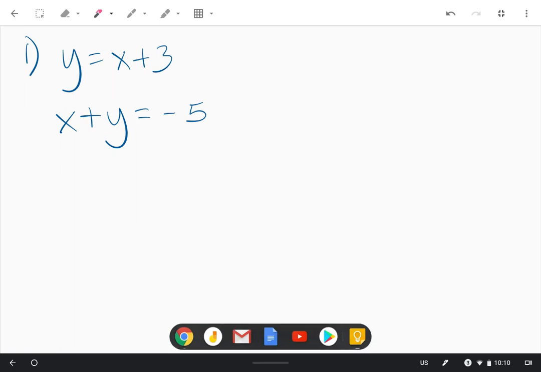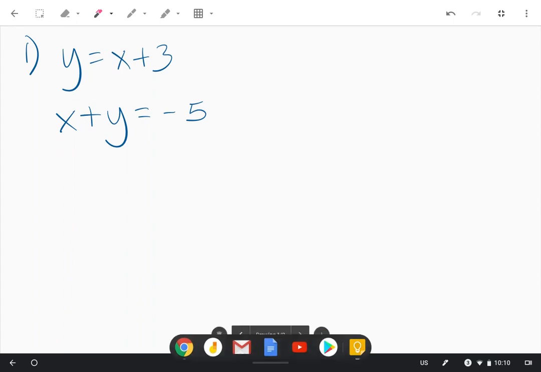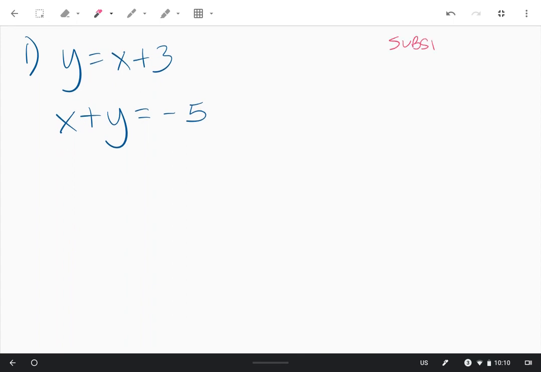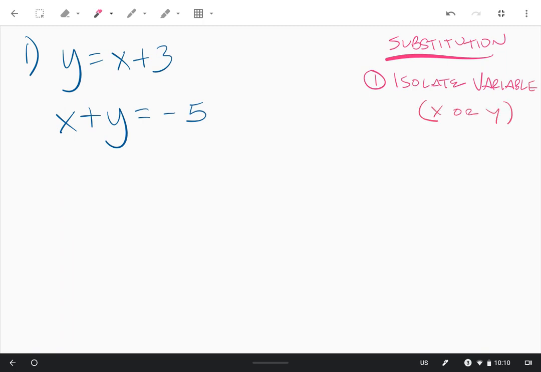The first method that we're going to use to solve these is called substitution. Substitution is a method that basically says you need to isolate one variable first. Could be x or y. In this equation, I've already got an example where step 1 is already completed. In the first equation of number 1 here, the y is already isolated.